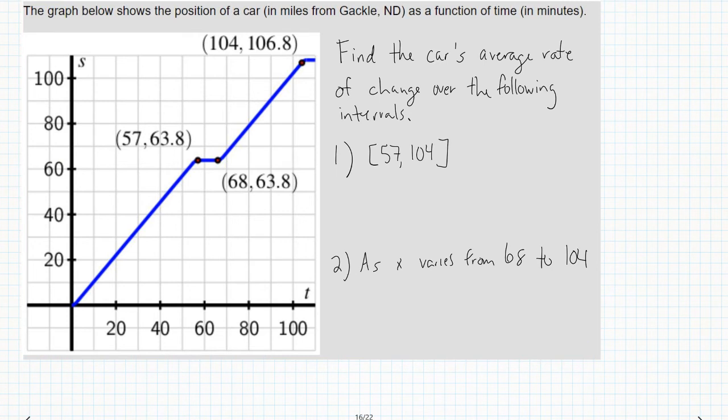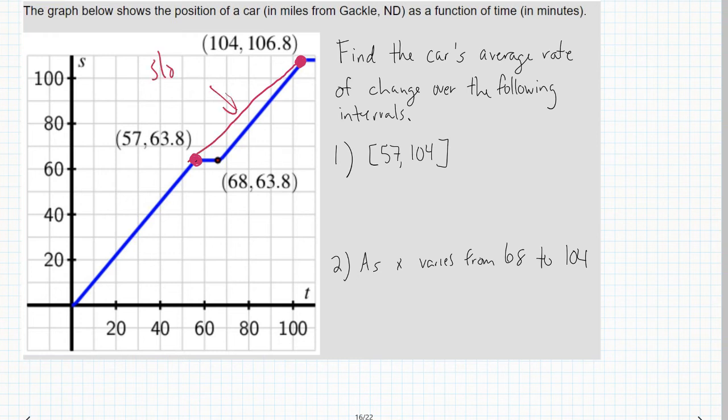Ooh, now we're getting into some other good stuff. The graph below shows the position of a car in miles from Gackle, North Dakota, as a function of time in minutes. Find the car's average rate of change, or average velocity, essentially, over the following intervals. So what are we doing? Oh, it even gives us the points here. That's nice. So we have a point here, and we have a point, so we want 57 to 104. And to find the average rate of change, here's what you're doing. You're just drawing a line.